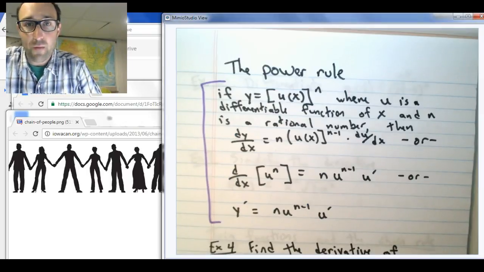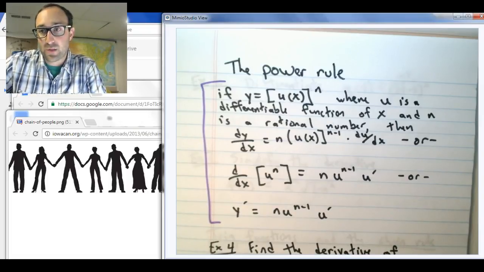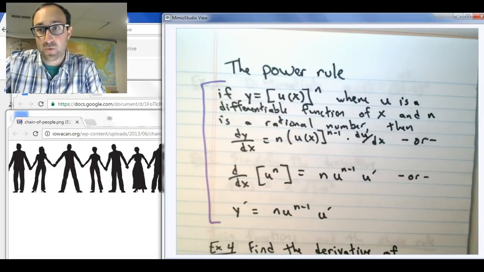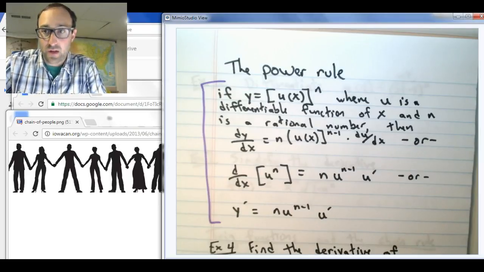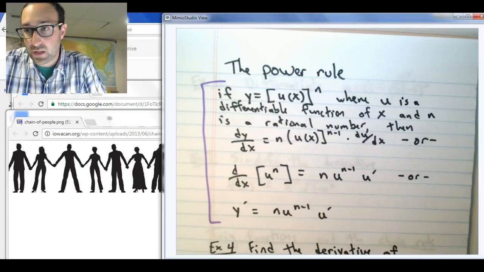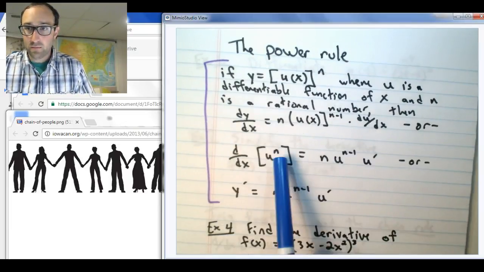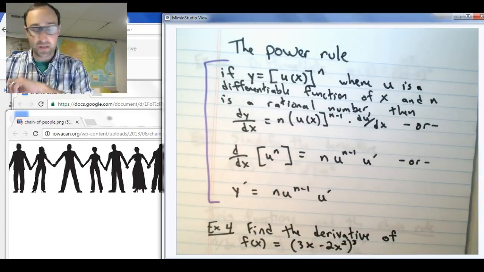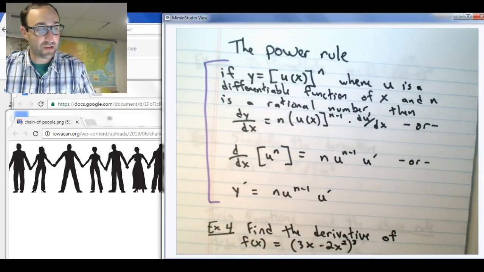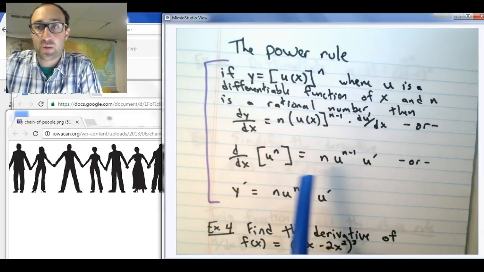Alright, looking at the power rule, if y equals u of x to the n, where u is a differentiable function of x and n is a rational number, then dy over dx equals n times u of x to the n minus 1 times du dx. So basically the power rule is something you already know, and now what we're going to do is we're just going to use it again, except now we're going to say that if u is a function, we can use the chain rule as well.